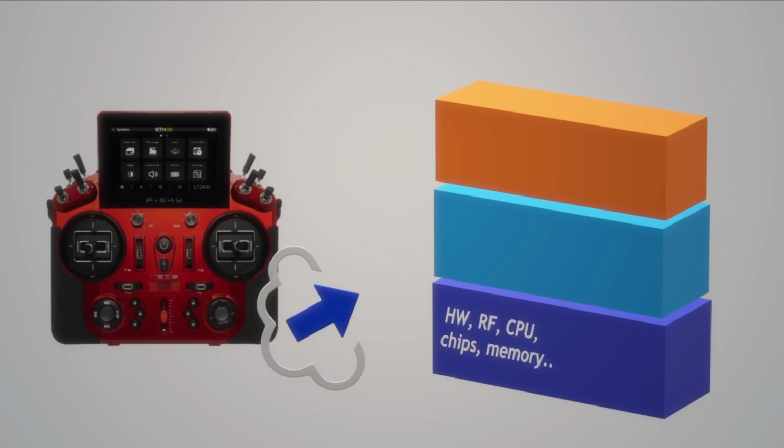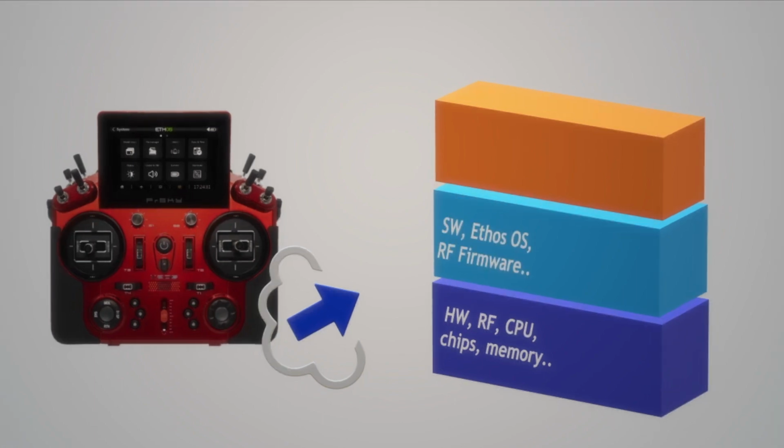And we have the next layer on top of the hardware, and it's a software layer which consists of software components. In this case, the OS, the Ethos OS, and the RF firmware, which are usually written in complicated languages such as C, C++, or sometimes Java too. Then to the highest layer, which is usually called the application layer. For our case, it consists of the Lua scripts.